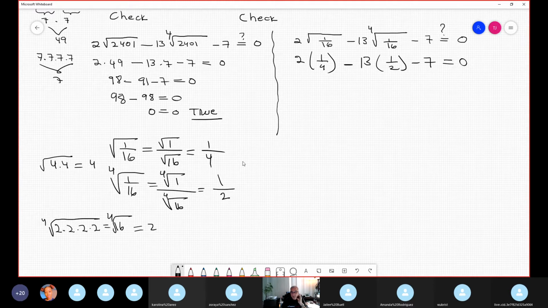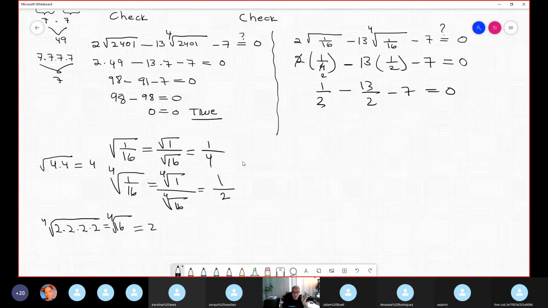You can put in a calculator if you want. Or another possibility is to reduce simplification here. It's 1/2 here. I divided by 2. Minus 13 over 2 minus 7 equal to 0. If you don't feel comfortable with the fraction, no problem.